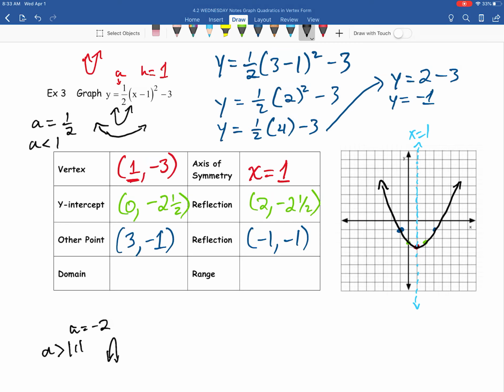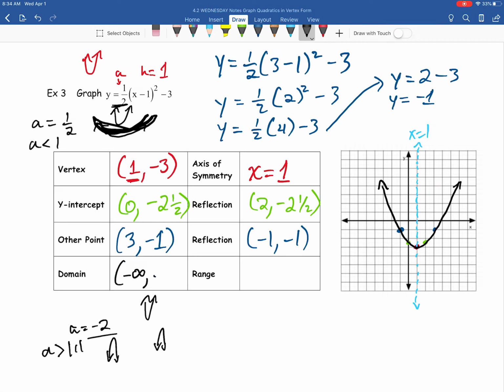I just wanted you to be aware that if you have a fraction like we do here, you're going to see that widen occur. Whereas if your A value is bigger than 1, you're going to either see it become really thin, up or down. Doesn't matter. Okay.